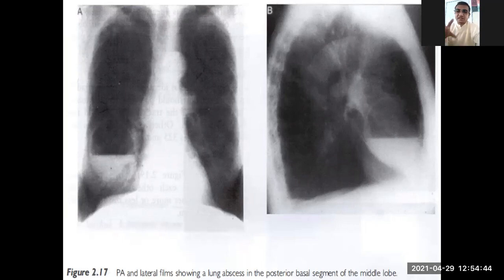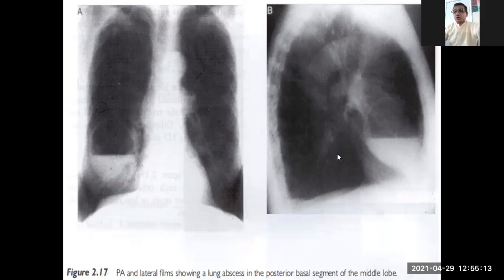Bacteria accumulate there and damage the lung tissue, and ultimately there will be a cavity inside the lung and it contains pus. So this is the whole cavity. Inside there will be pus, and there is some air contained in the cavity. So this is a lung abscess.